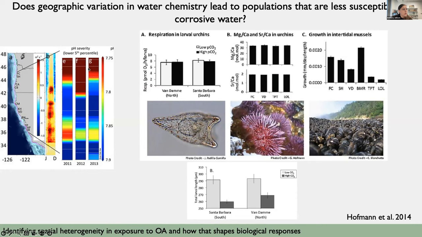And so this is just a snapshot of three or four experiments, but there have been many more since this was published that are thinking about local adaptation and whether or not we have populations that might be seed for that species because they're less vulnerable to ocean acidification in the future because of this environmental history of exposure.